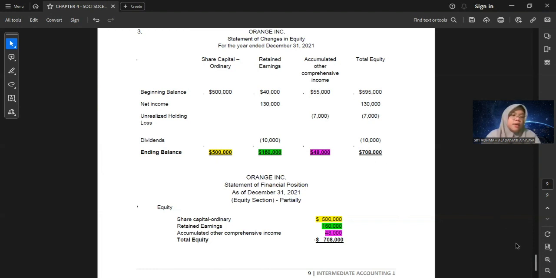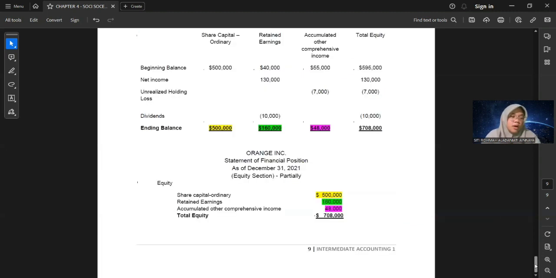Okay, we have completed all the questions and we have understood the comprehensive income statement and change in equity statement.